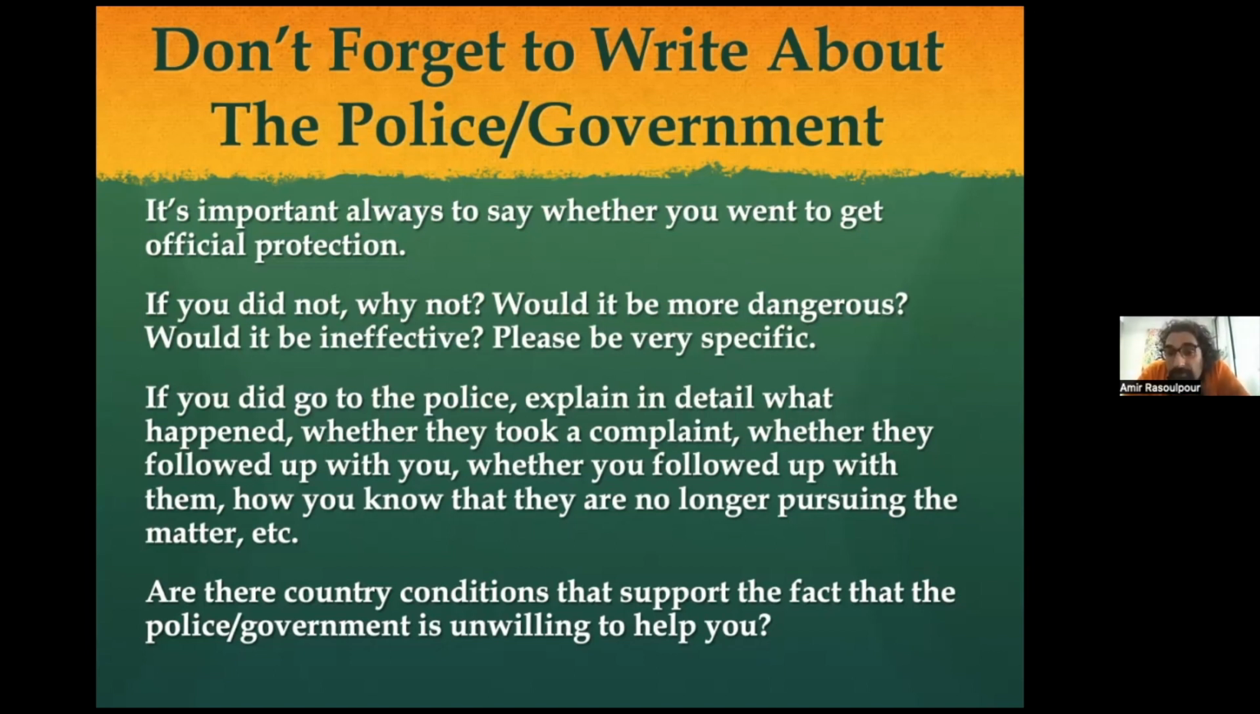And then on the other side, if you did go to the police, what did they do? Did they follow up with you? Did you follow up with them? And how was it not helpful, right? Because if you can get help in your home country, or if your government can help you, you won't qualify for asylum, right? So asylum is, this thing is happening to me because of my protected ground, and there's no way to stay safe because my government isn't going to help me, so I have to go. Okay.